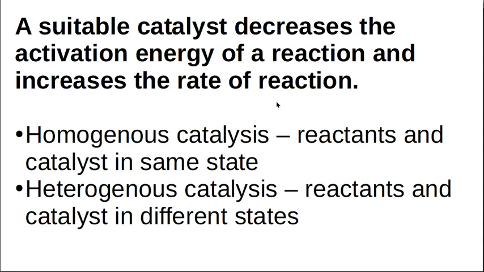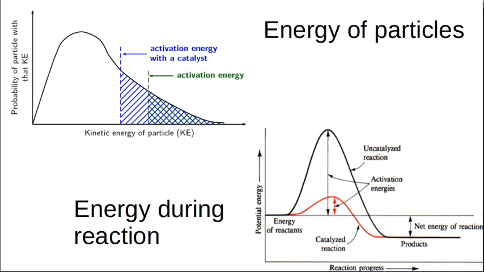So how does the catalyst work? It decreases the activation energy and increases the rate of reaction. We can distinguish them as homogeneous and heterogeneous. Homogeneous when everything's in the same state, heterogeneous when they're in different states. A lot of the catalysts are heterogeneous, like platinum and hydrogen gas. And if you think of all those chemical processes, the Haber process, the contact process, the Ostwald process, all of those processes usually have some kind of a metallic type catalyst, which is a solid, and the reactants are gases.